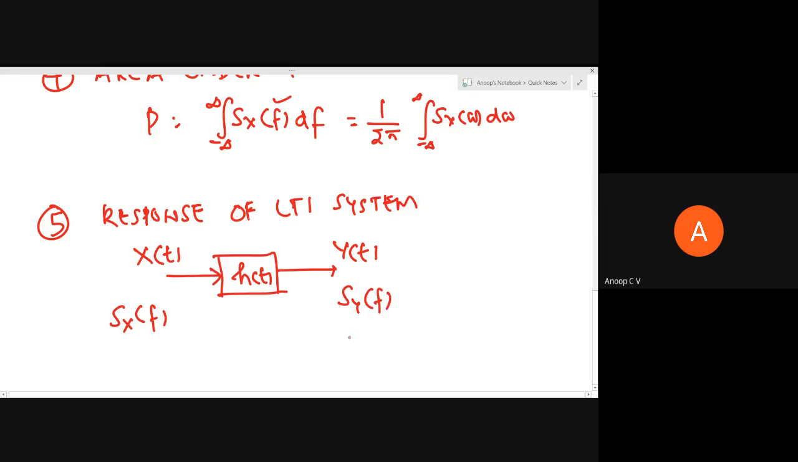of f is the power spectral density of this y of t, then Sy of f is related to Sx of f as follows. There are two results which you have to remember. One is what will be the output power spectral density. Sy of f will be mod of H of f squared times Sx of f, where H of f is nothing but the transfer function, the Fourier transform of this h of t. The mod of the transfer function squared times the input spectral density will give you the output power spectral density.